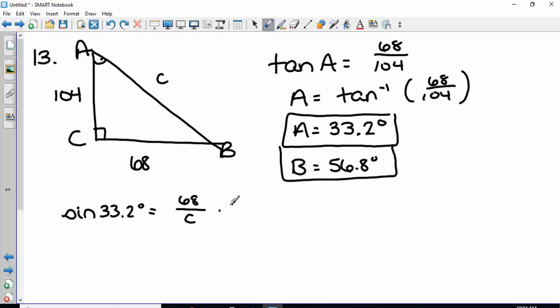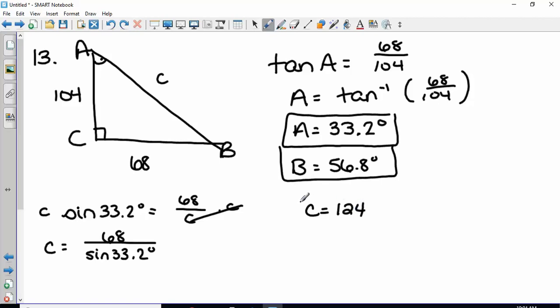If I want to get rid of the fraction, you always have to multiply by the denominator. So then to get C by itself, you'll have to divide by the sine. So 68 divided by sine 33.2, and I get that side C is 124. It's 0.1865, but only 3 significant digits, so I would just say 124. Again, you could have found that with Pythagorean theorem. I just did this to practice using the trig function for you.